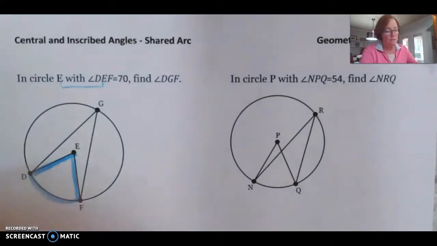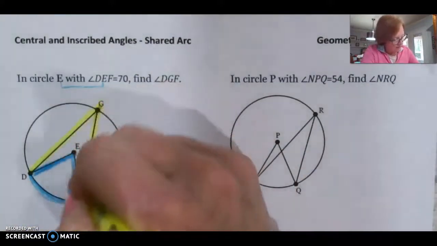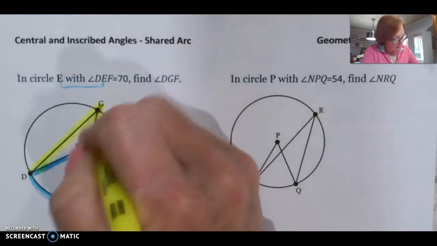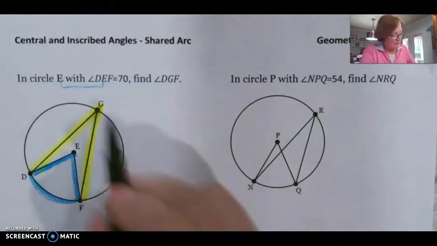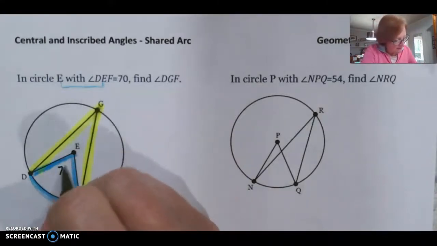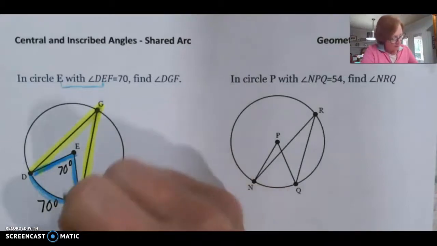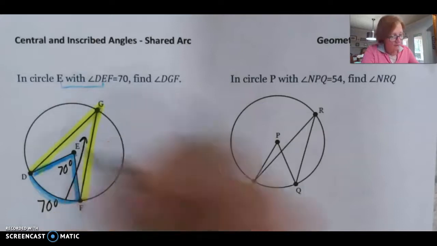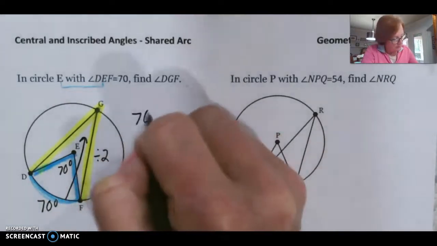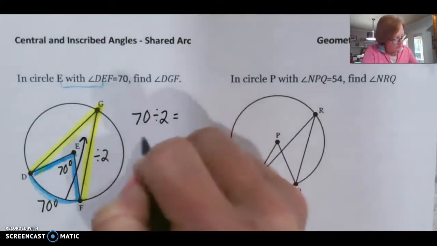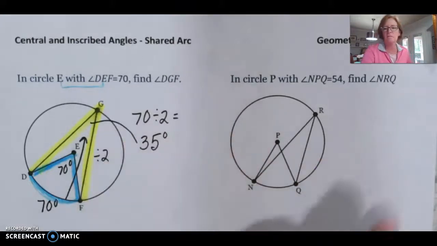Then the question is, find angle DGF. Well, D to G to F, I'm coloring it yellow because it's going to be little. So let's put the numbers here. D to E to F is a 70, which means the arc is also 70. If I want to go back to the little, I'm going to divide by 2. So 70 divided by 2, my answer to this question is 35 degrees.